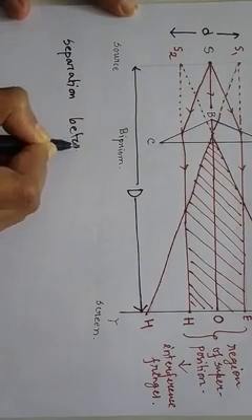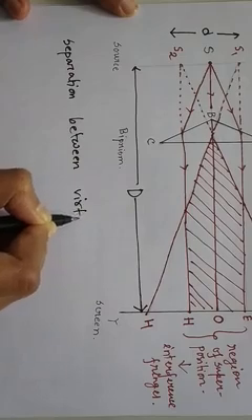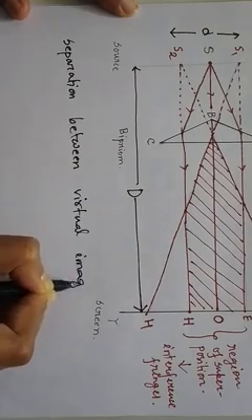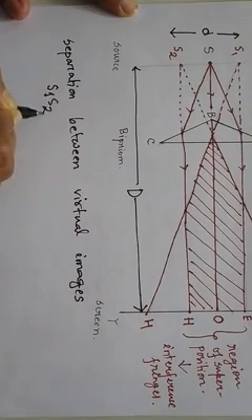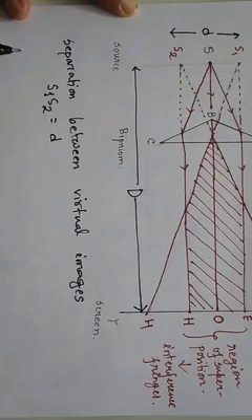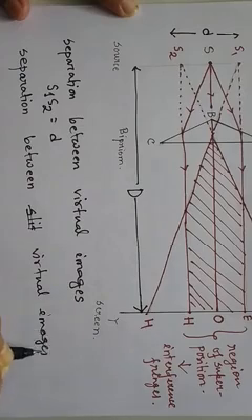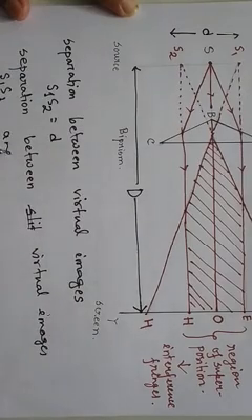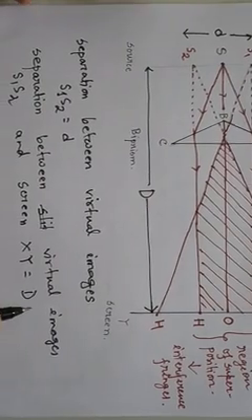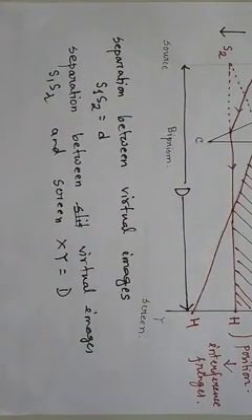So we can write: separation between virtual images S1 S2 is equal to d, and separation between virtual images S1 S2 and screen XY is capital D, which is the same as in Young's double slit experiment.